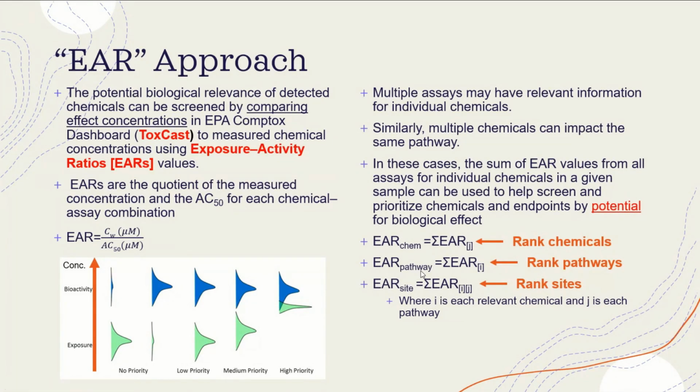We can also start to look at pathways. How many chemicals present in our sample interact with the same molecular initiating event? Estrogen receptor. How many ERs do we have for chemicals interacting with the estrogen receptor? So we can start to rank pathways. We can add up all the ERs for all the chemicals at a particular site and compare sites. So we have a way of ranking different aspects of our water sample using concentration and effect.